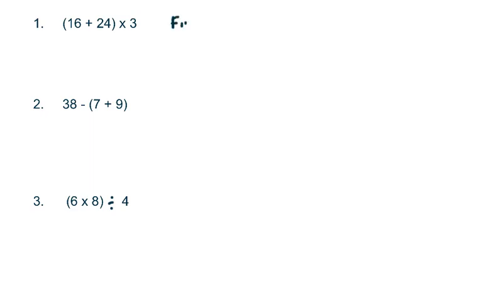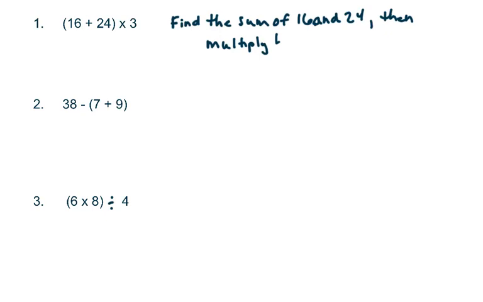So I'm going to write find the sum of 16 and 24, then I want to multiply it by 3. I could also say then triple it, which would also mean multiplying by 3. So there's several different words that you can use here.